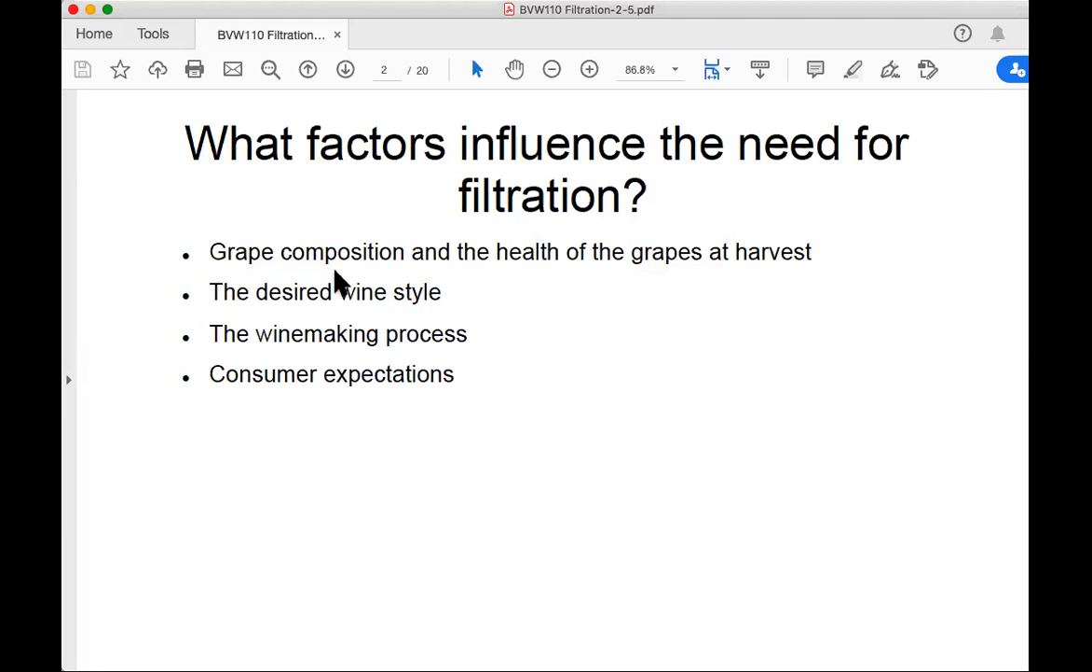And as a result of that, we have a lower level of enzyme interaction and a lower level of formation or degradation of juice compounds. To some extent, that's probably the biggest influence that happens very, very early in the winemaking process. Other factors that we need to consider are the desired wine style.